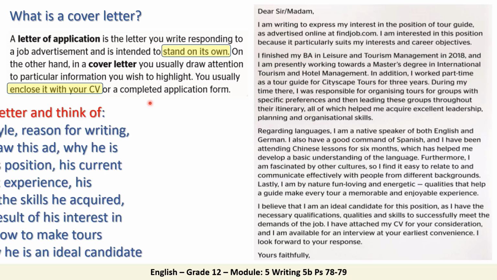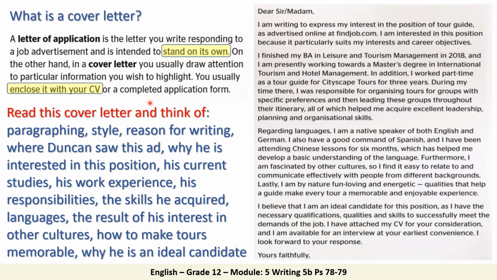Now, your main task here is to open your book, page 79, underline these components as you read the cover letter. You can pause and take 5 minutes. Ready? Okay. How about paragraphing? How many paragraphs has Duncan written? 4 paragraphs, right? How about the style? Is it formal or informal? Exactly, it's formal. There are no abbreviations. He didn't write "I'm writing," right?